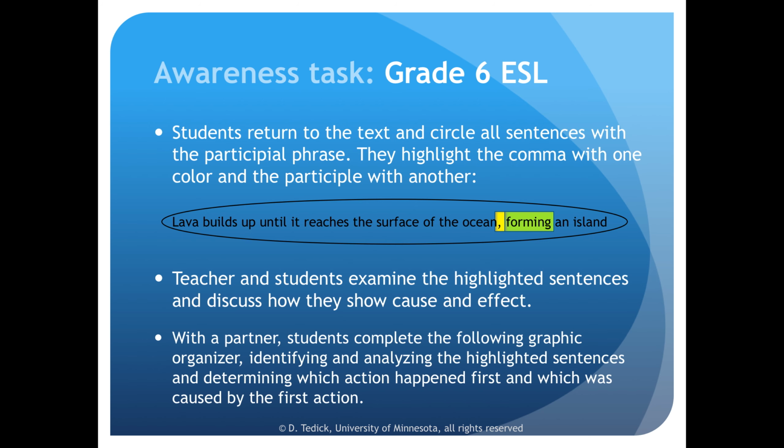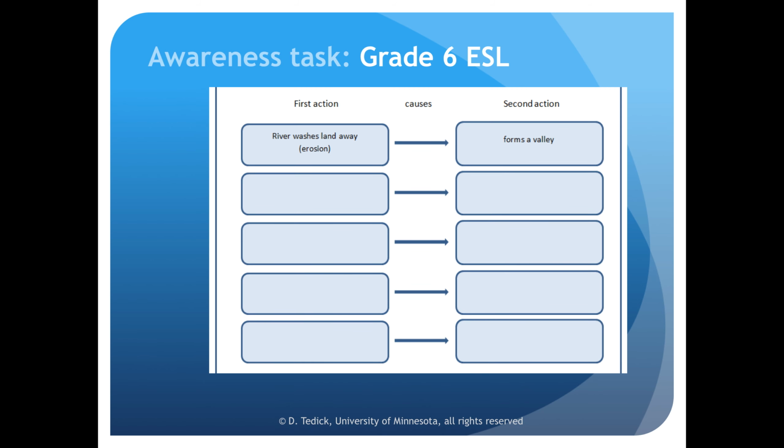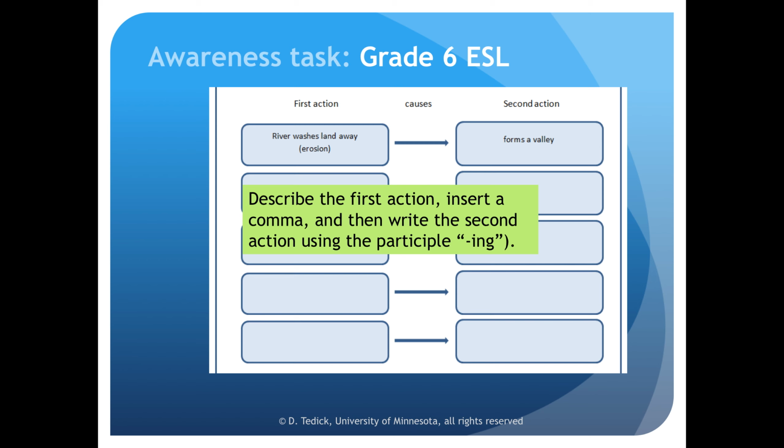And then with a partner, students completed the following graphic organizer to identify and analyze the highlighted sentences to determine which action happened first and which one was caused by the first action. So you can see here she's really trying to help them to understand how grammatically cause and effect is described. This is so great in showing you how you can teach academic language, right? And so first they had to describe the first action, this is the rule that they came up with.